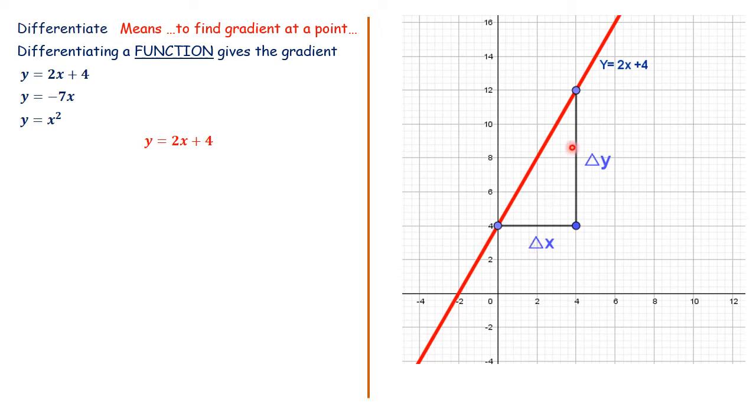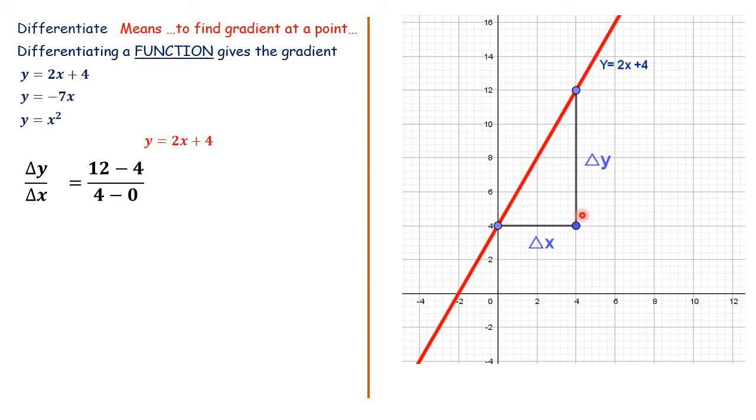To take you through that, we have 2 points on the line. The point is (0, 4). We have another point (4, 12). If we want to find the gradient, we take the change in y over the change in x. Now clearly the change in y here is 12 minus 4.